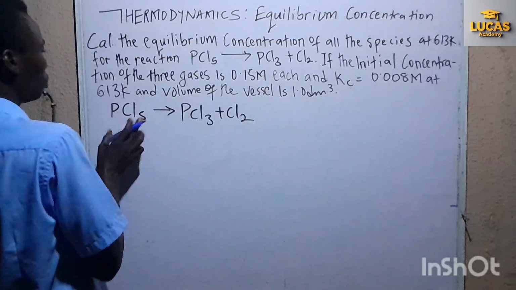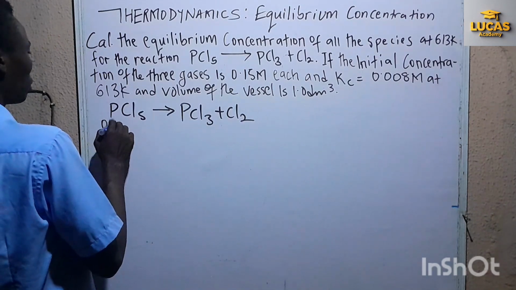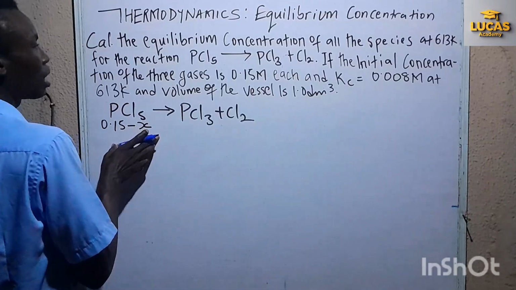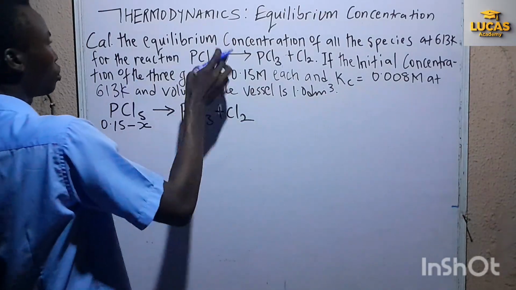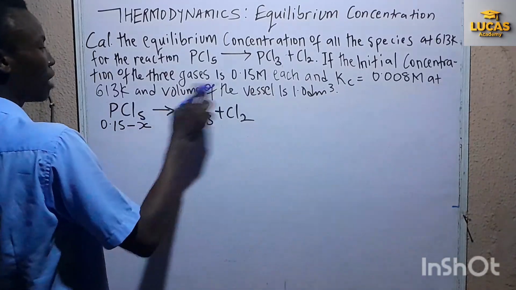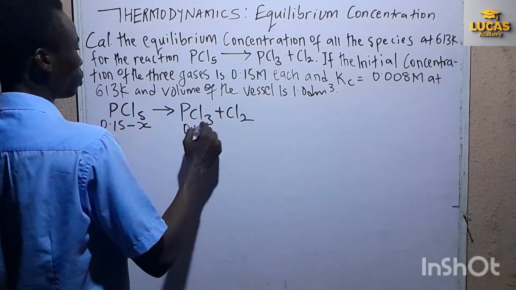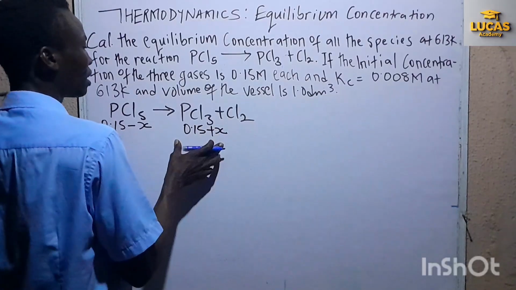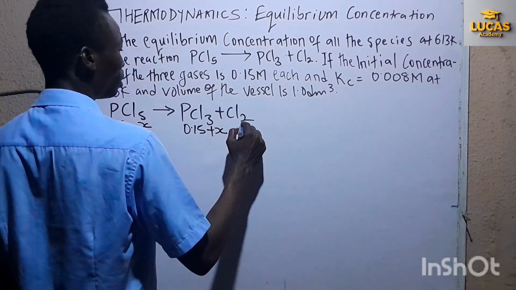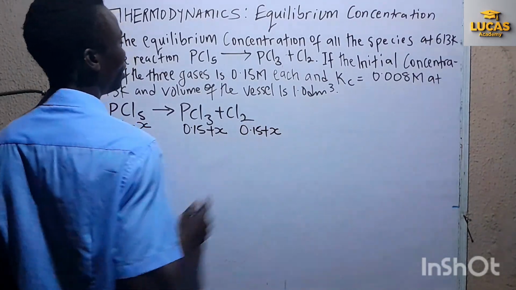So what are you going to do? For this one, this is the reactant. You are going to write 0.15 minus x, because the question asks you to calculate the concentration of all of them each. So you are provided with the initial. For this one here, you are going to write 0.15 plus x, because these two here, they are the product formed, while this one here will be 0.15 plus x again.